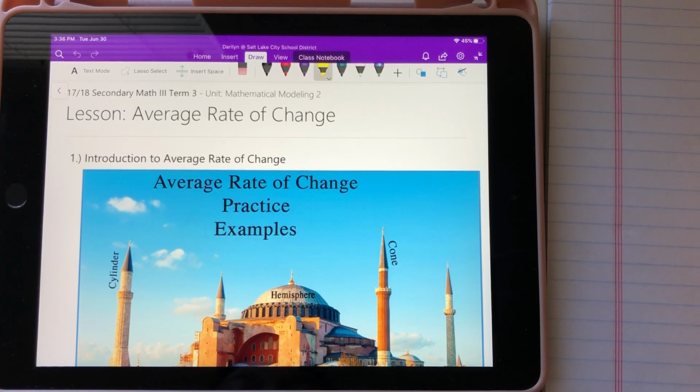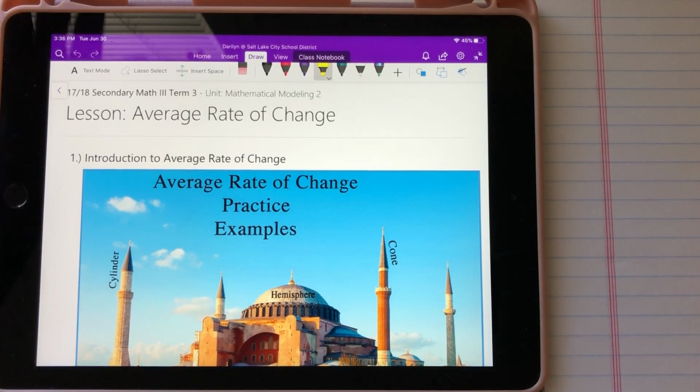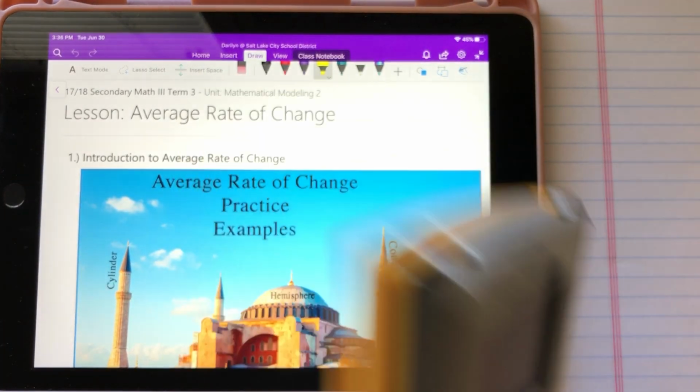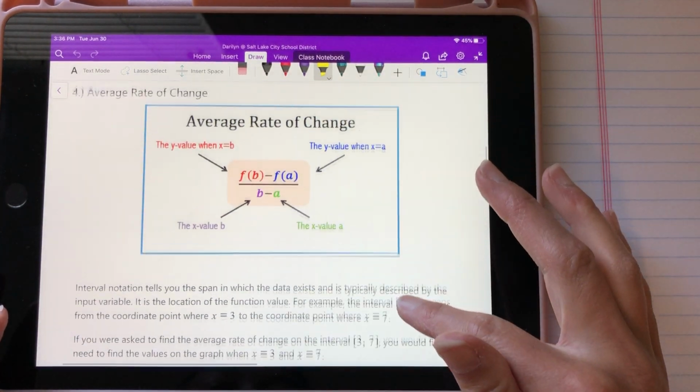This is Math 3, Term 3. The great news about the average rate of change is that it's just like slope. So if you remember slope from Math 1, awesome. If you don't, we're going to review it, don't worry. So I have my lesson in front of me. I always have a notepad just in case, and I always have a calculator just in case. So let's get started. Average rate of change.